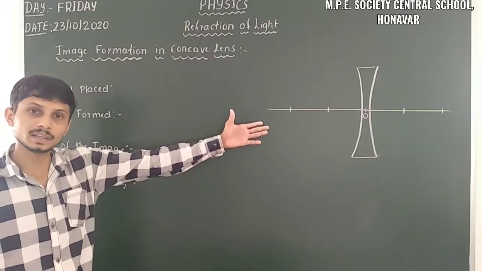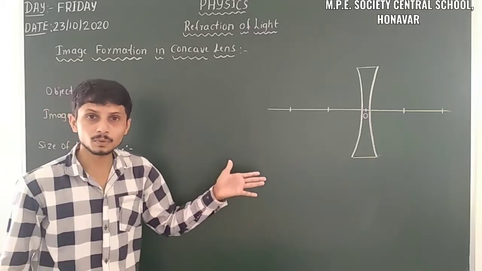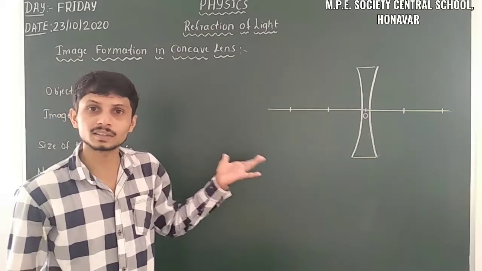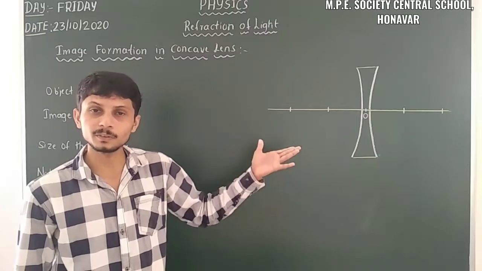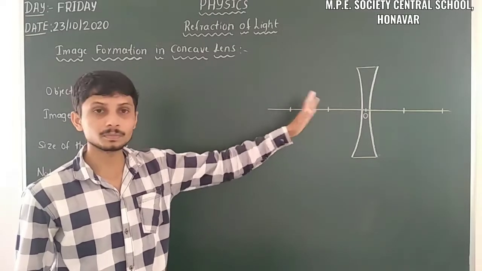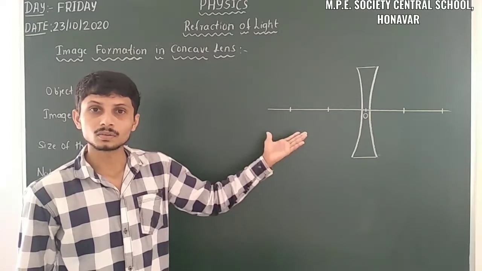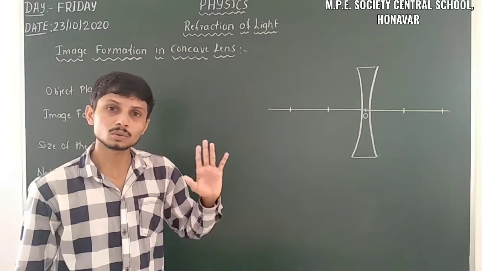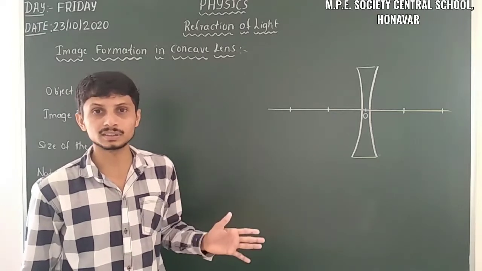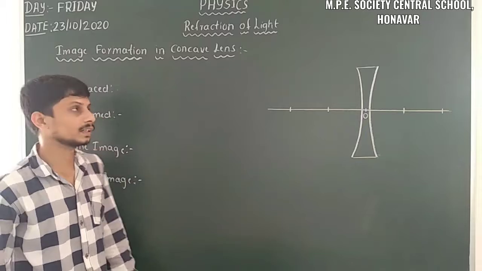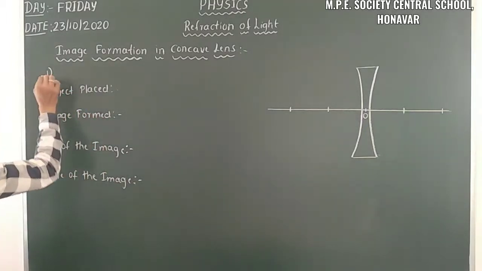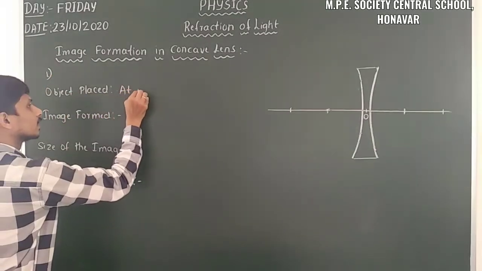So firstly, in image formation in concave lenses, we are considering only two cases. Firstly it is at infinity, another in front of the concave lens. So those two cases only we have to consider here. So let us take the first case, that is at infinity.